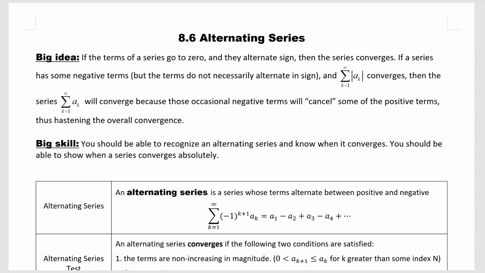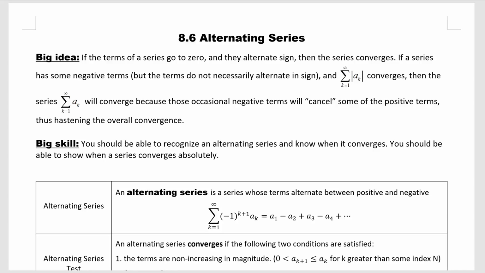Hi everyone. Today let's talk about the last session of this chapter, 8.6, Alternating Series. Big idea. If the terms of a series go to 0 and they alternate sign, then the series converges.